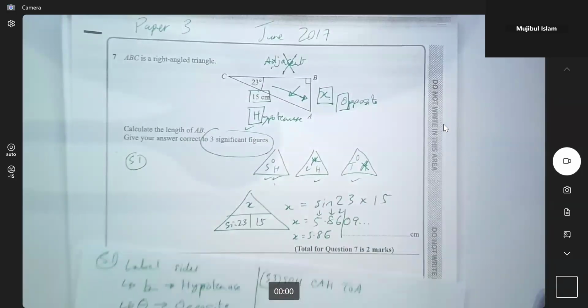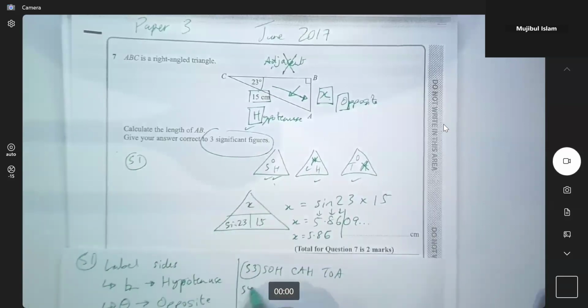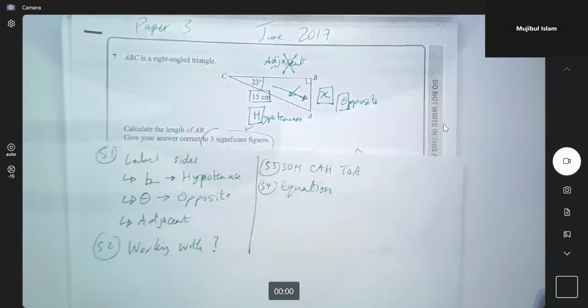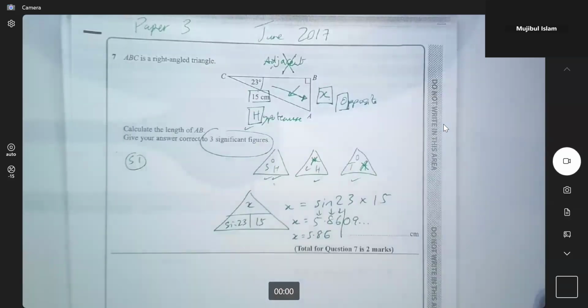So I forgot my step. After I work out SOHCAHTOA, I have my step 4, which is an equation. Those are my 4 steps. I'm not going to be writing this out; I've written it on a separate piece of paper. Every time I look at a question, I can answer it like that.